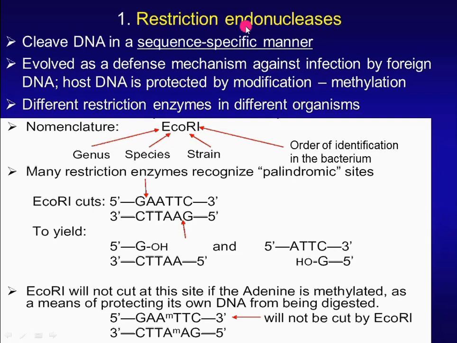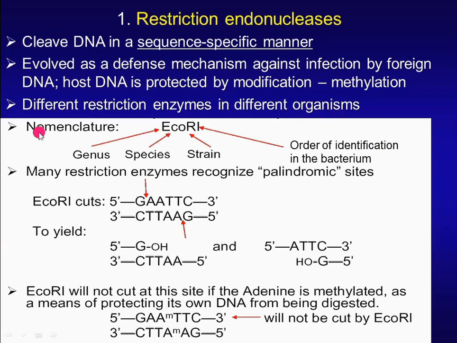Restriction endonucleases have several features. They cleave DNA in a sequence-specific manner. They evolved as a defense mechanism against infection by foreign DNA. At the same time, host DNA is protected by methylation. Different restriction enzymes are found in different organisms. Here, we will use EcoR1 as an example to illustrate 3 other characteristics.